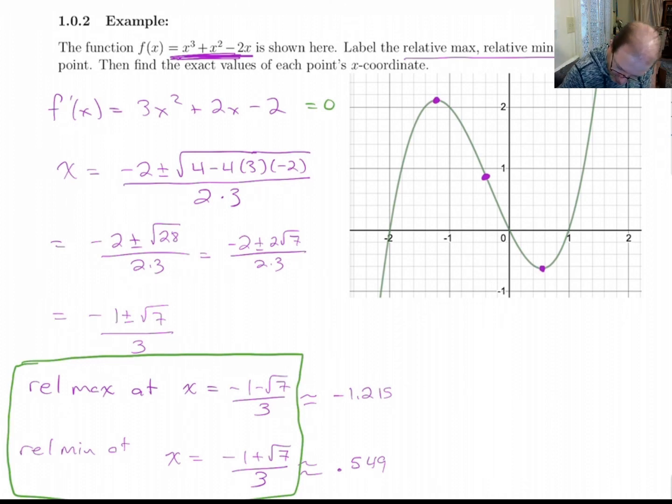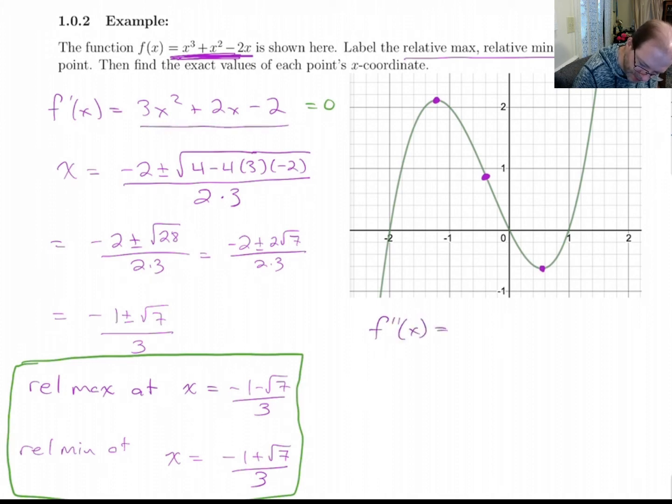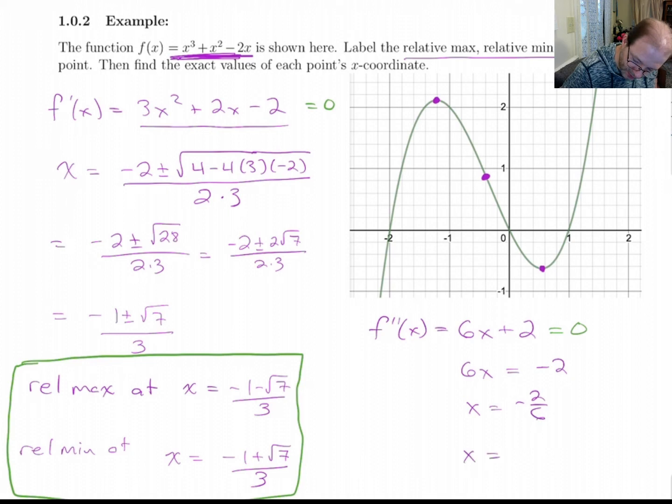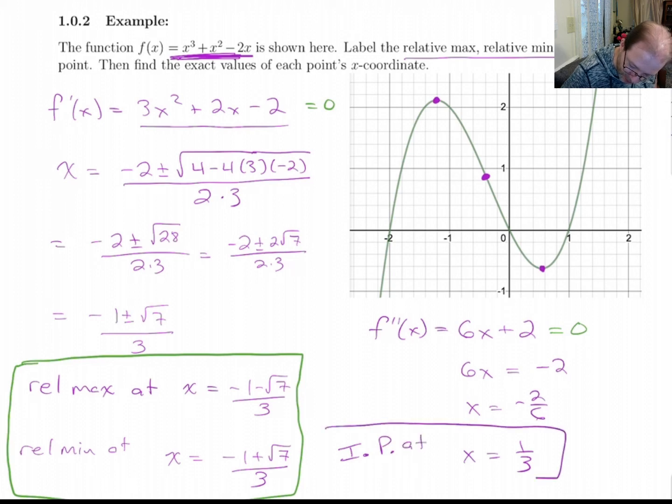I'm going to erase this just to give myself a little bit of space. For the inflection point we'll take f double prime. Derivative of this is going to be 6x plus 2. So we'll set that equal to 0 and solve. So we'll get 6x equals negative 2. So x is minus 2 over 6, which is negative 1/3. So inflection point at x equals negative 1/3.